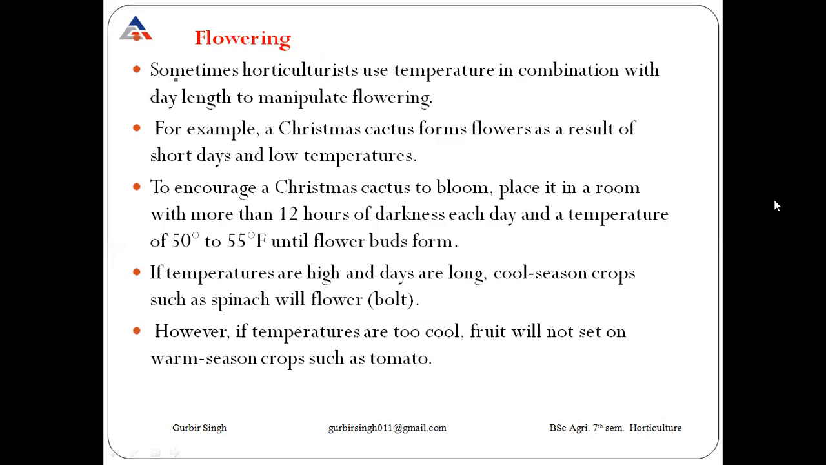Next is flowering. Sometimes horticulturists use temperature in combination with day length to manipulate flowering. For example, a Christmas cactus forms flowers as a result of short days and low temperature. To encourage Christmas cactus to bloom, place it in a room with more than 12 hours of darkness each day and a temperature of 50 to 55 degrees Fahrenheit until flower buds form.